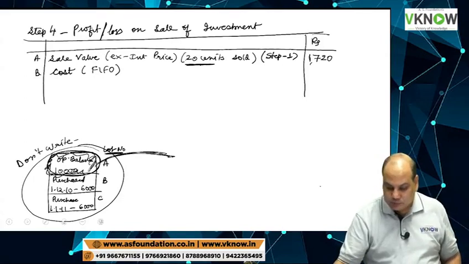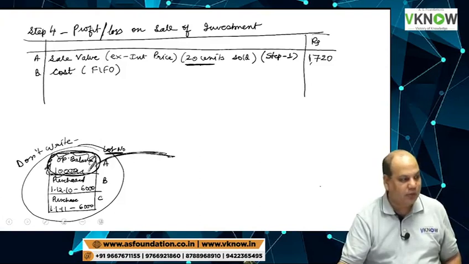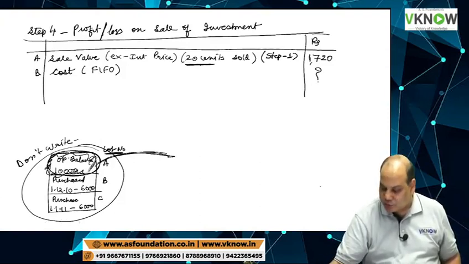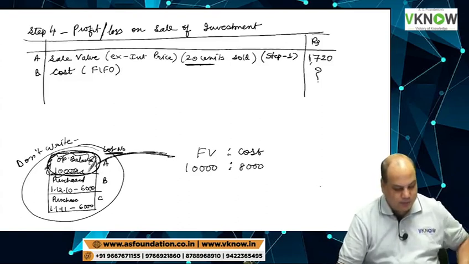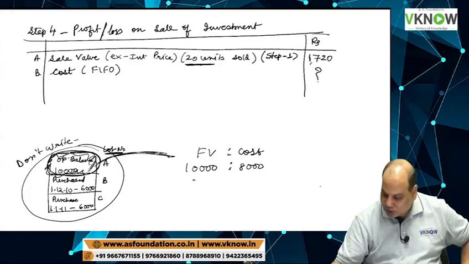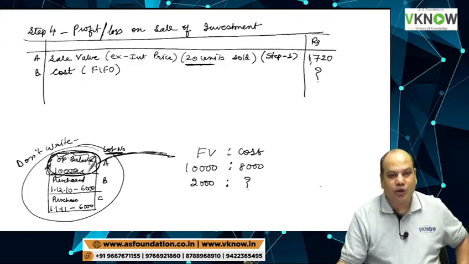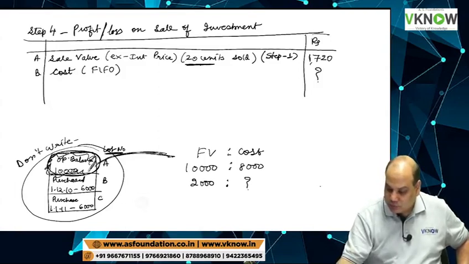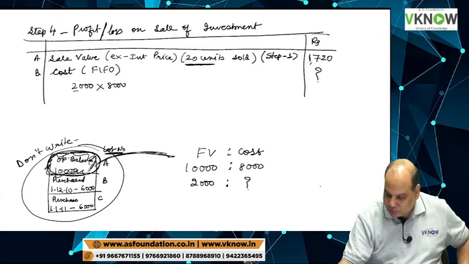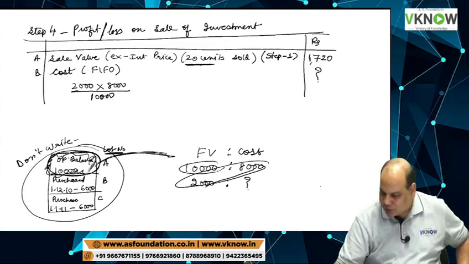So, what will be the cost? Please tell me what will be the cost? Face value opening is 10,000. Its cost was 8,000 rupees, starting line of the question. Face value 10,000, cost is 8,000. And I am selling out of opening lot face value of 2000 only. So my proportionate cost will be 2000 into 8000 divided by 10,000.